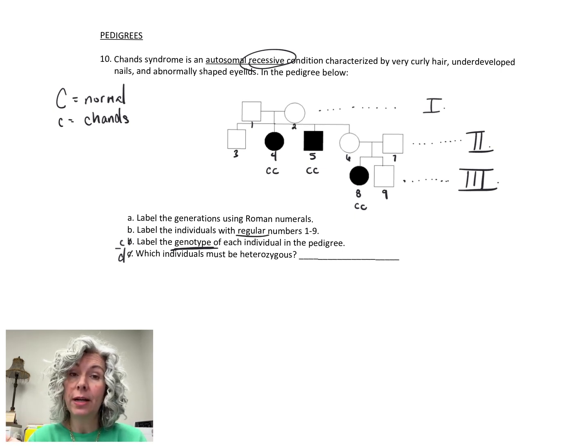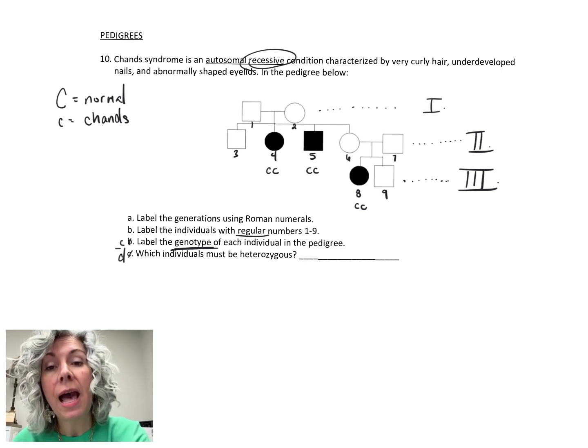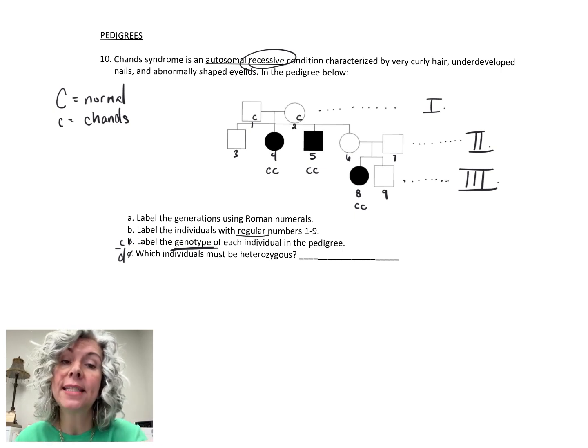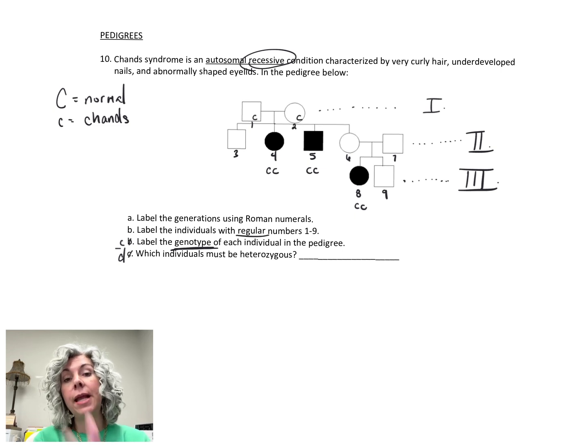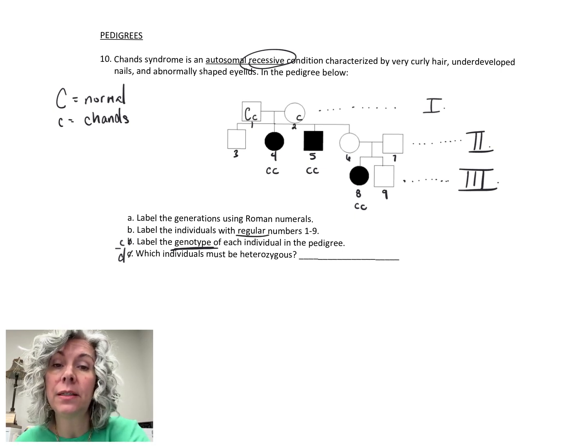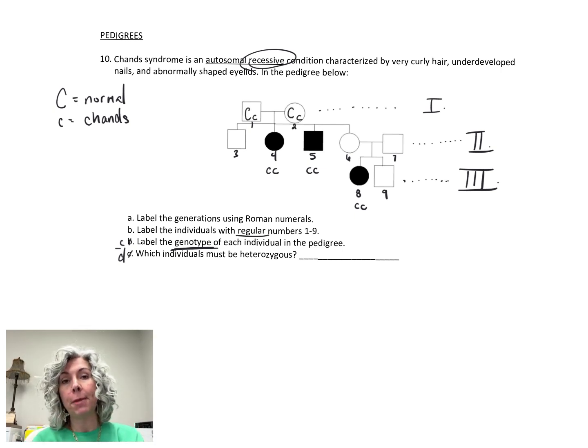Carriers. Right? The parents had to be carriers. So number 1 has to carry the Chan's, and number 2 has to carry the Chan's. Now notice they're not shaded in though. So if they're not shaded in, they don't have Chan's. So if they don't have it, the other allele has to be capital C, capital C. So the parents in generation 1 are both heterozygous because they had 2 children with Chans. So they passed it down.